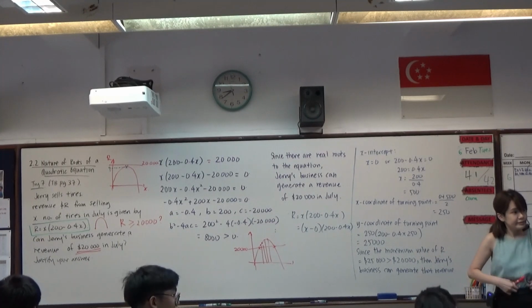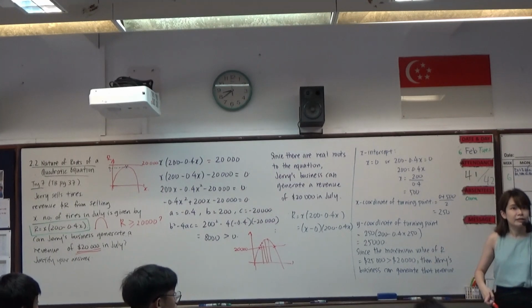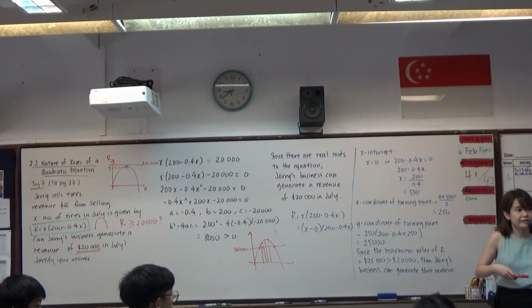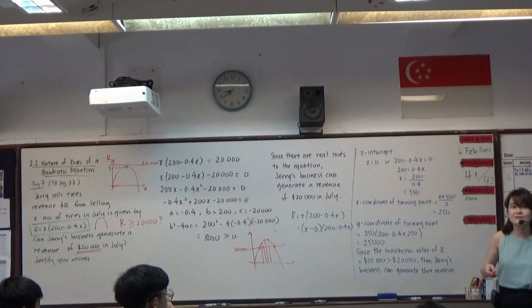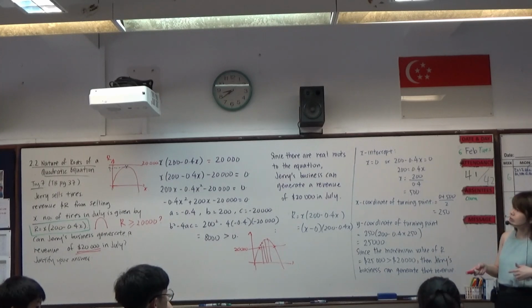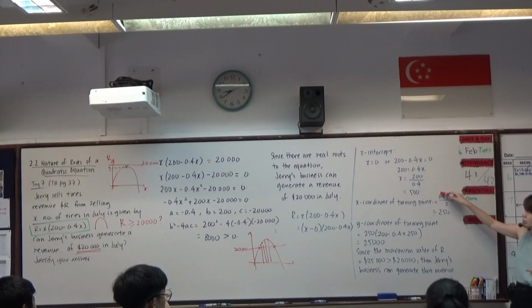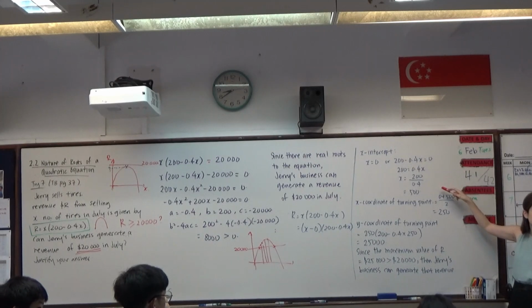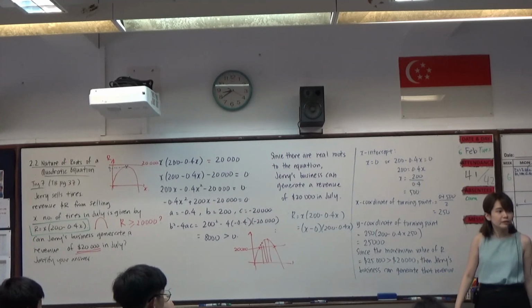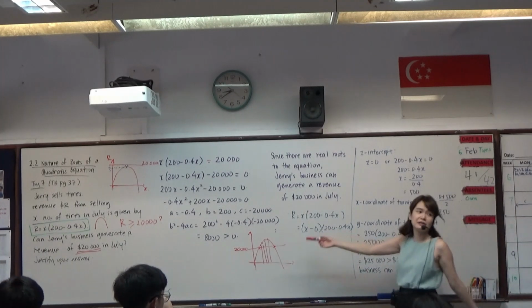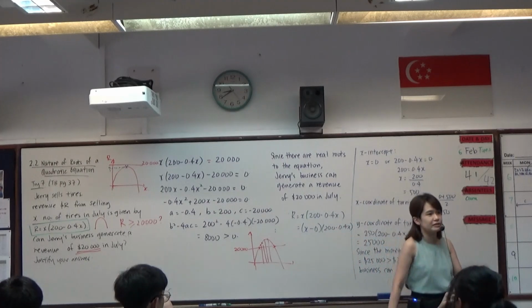In E Maths and A Maths, they ask for maximum value. For maximum value, you can do this second method, but this second method is one of the ways to find it. You can use the x-intercepts, or you can do completing the square. That's the other alternative. It depends on what you are given, and then you seek the most efficient method.